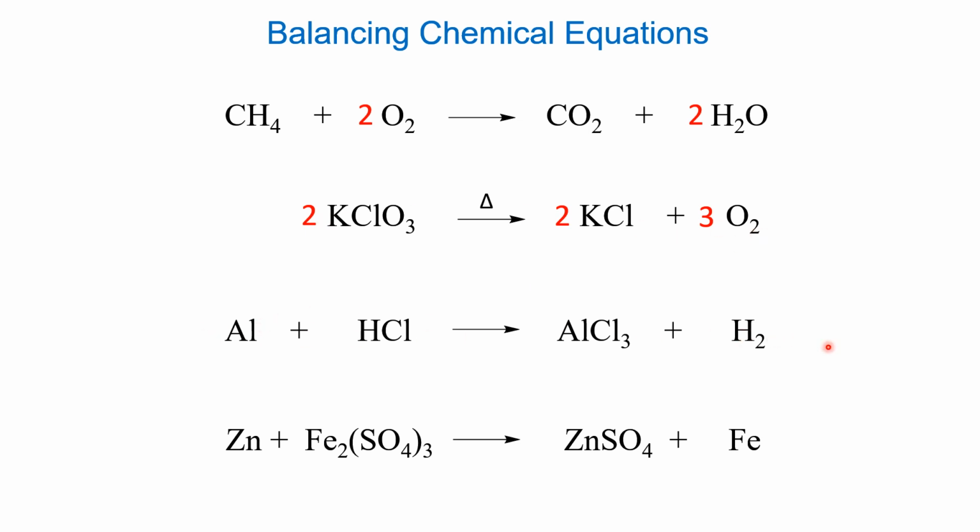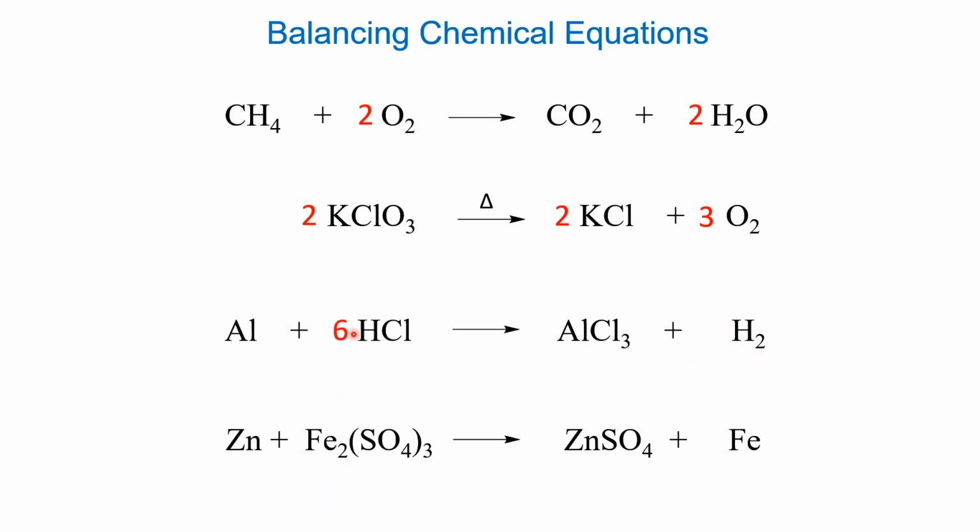Now, the third one, we have aluminum reacting with hydrochloric acid, producing aluminum chloride and hydrogen gas. Now look at aluminum, 1 aluminum, 1 aluminum, that's balanced. Hydrogen, there's 1 hydrogen, there's 2 hydrogen, so it seems not balanced. We can also look at the chlorine. There's 1 chlorine, there's 3 chlorine. So that's also not balanced. So we need to change the coefficient of the hydrochloric acid, the hydrogen.